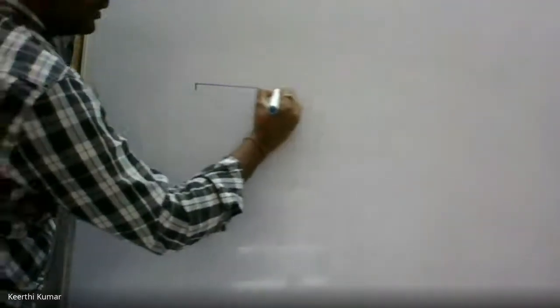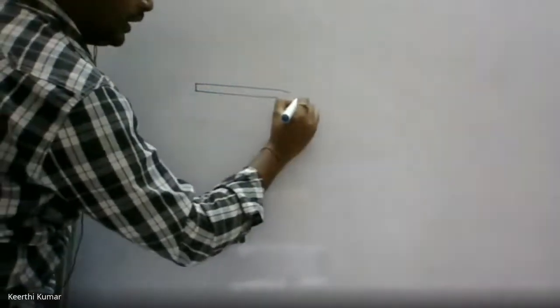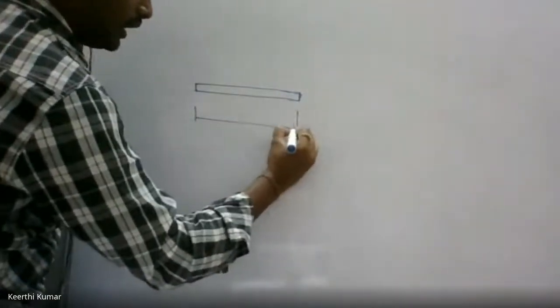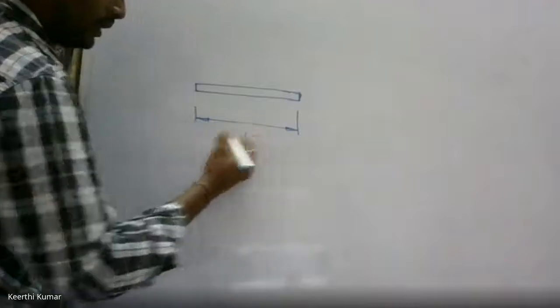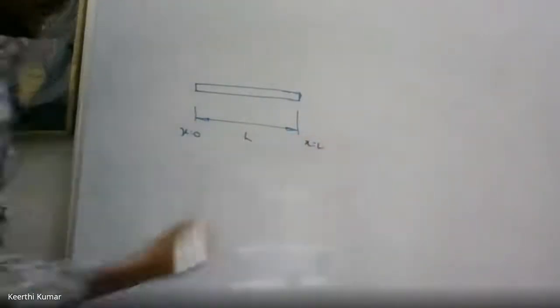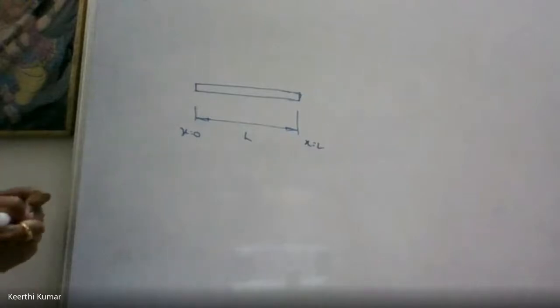So the next topic I'll explain is the thermal boundary, the velocity and thermal boundary layer. This is somewhat important. You check out this, because many times they ask this question. Let us take a plate having some length L. Here x is equal to 0 and here x is equal to L. That is the distance of the plate that I'm taking.